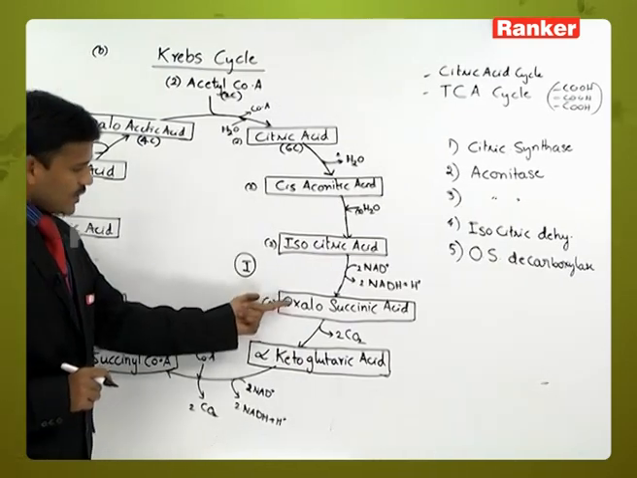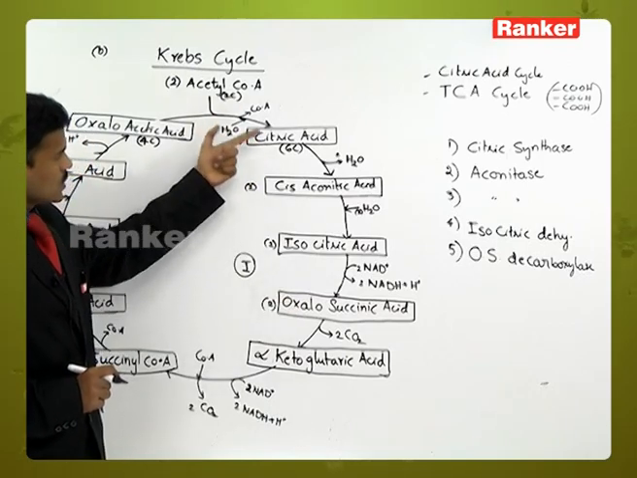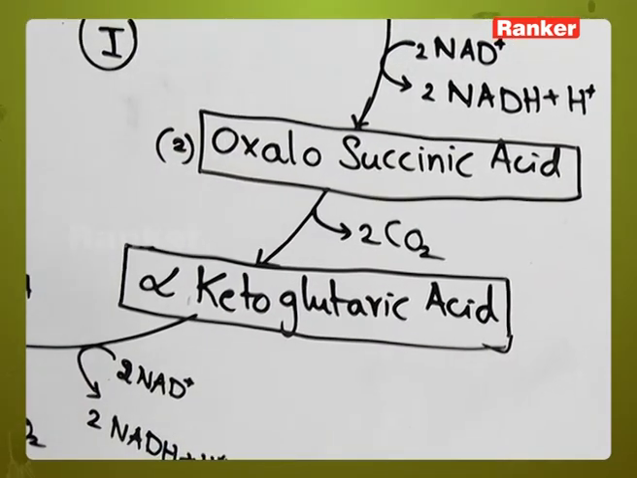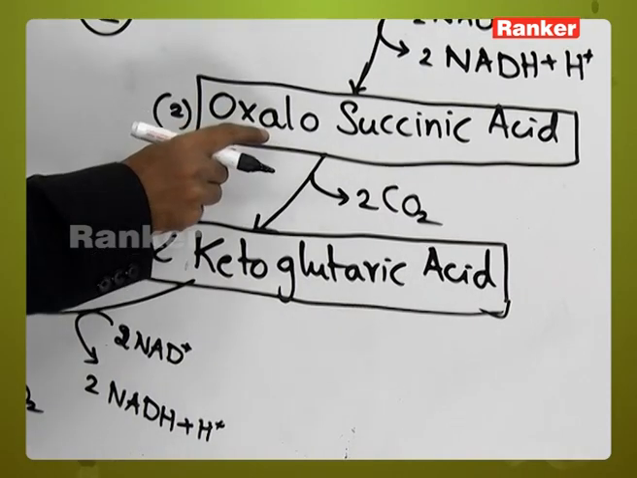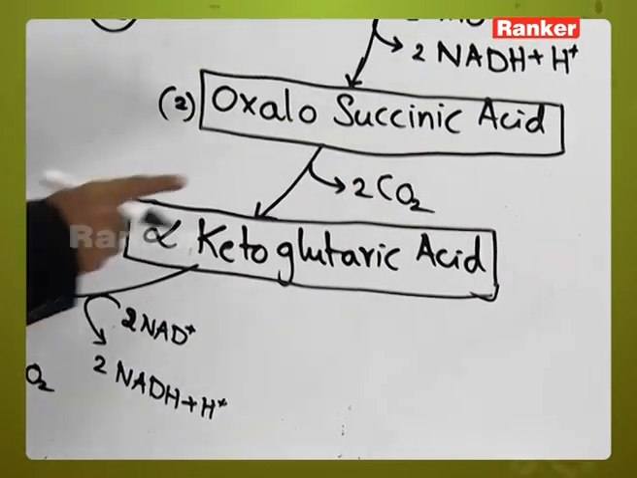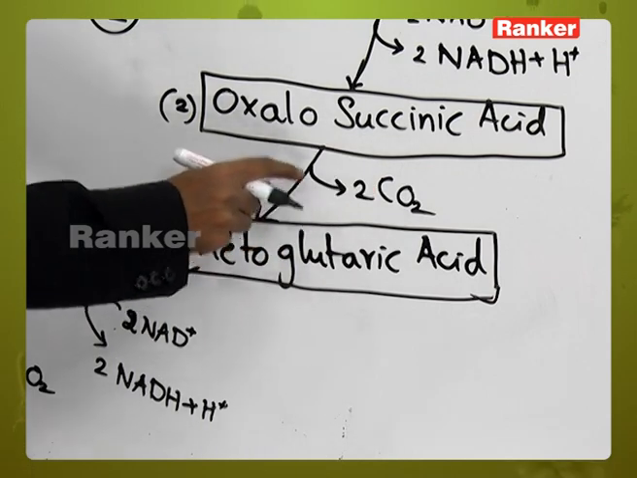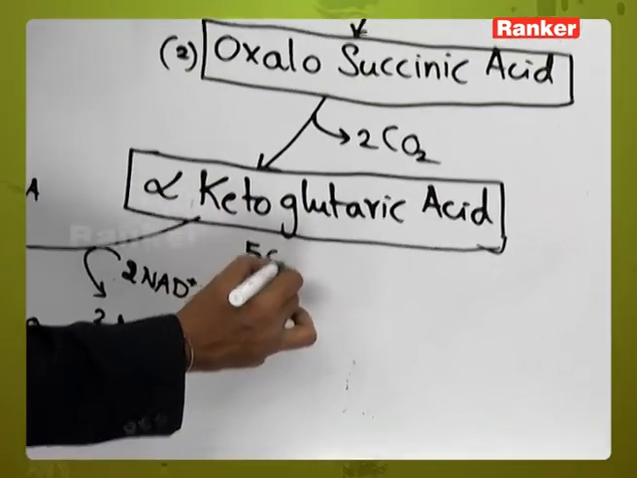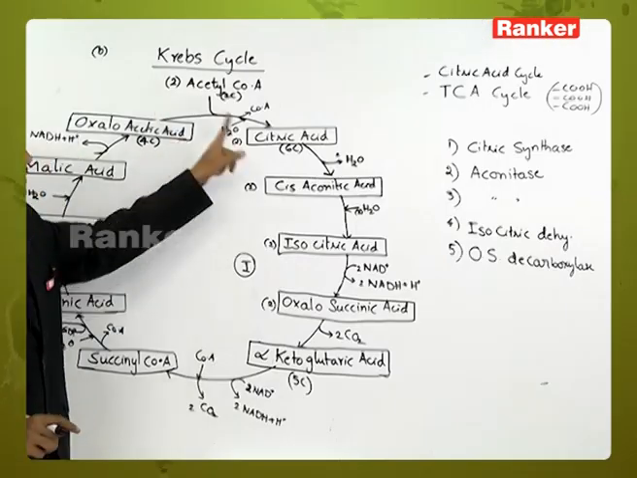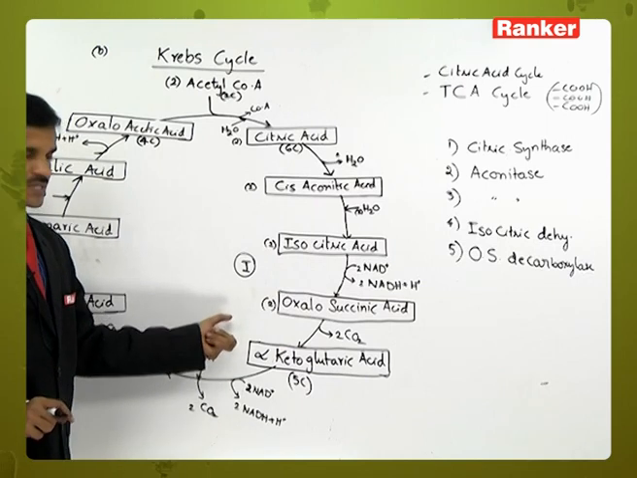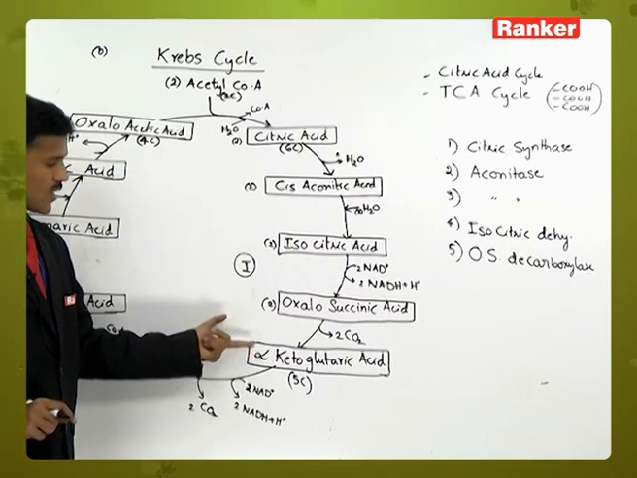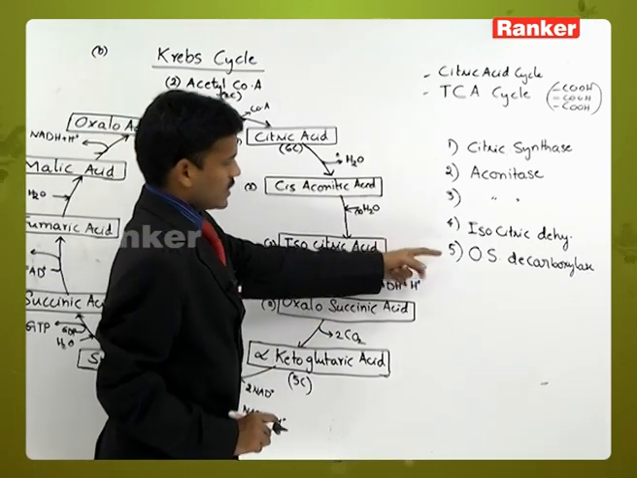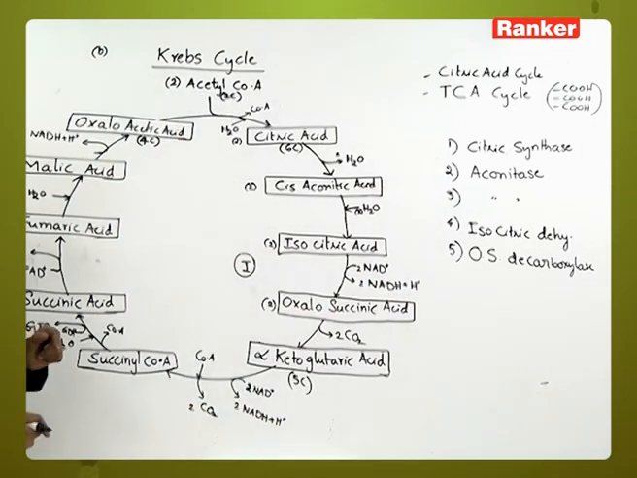Up to citric acid, isocitric acid and oxalosuccinic acid, all are 6-carbon components. Next, one carbon dioxide is removed. One decarboxylation reaction is taking place. So 6 minus 1, a 5-carbon component is produced. In this Krebs cycle, the first and only 5-carbon component is alpha ketoglutaric acid. This step is catalyzed by the oxalosuccinic decarboxylase enzyme.